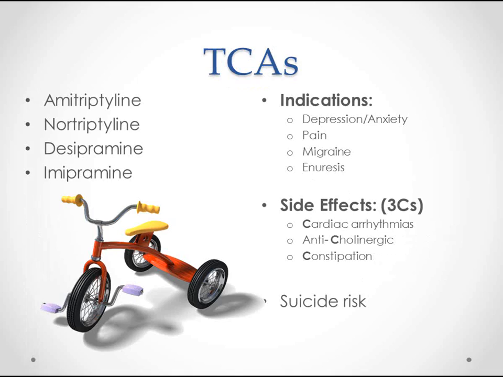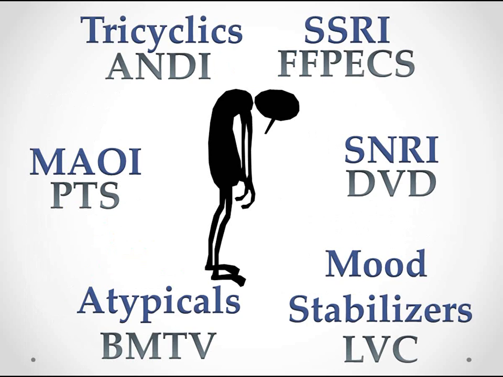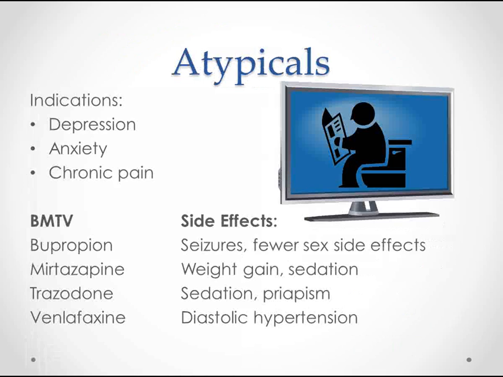I'm going to back up for a second. I should have just discussed this at the beginning. The main ways that we decide what to give for depression is based on side effects, because most of these are just as effective as others. There are some special cases that we'll talk about, especially with the atypicals, but in general, we're just going to avoid the side effects that would be most detrimental to the patient. So going back here, we're going to move on to the atypicals, which this is especially true for. Atypicals we use for depression and anxiety, and sometimes for chronic pain as well.